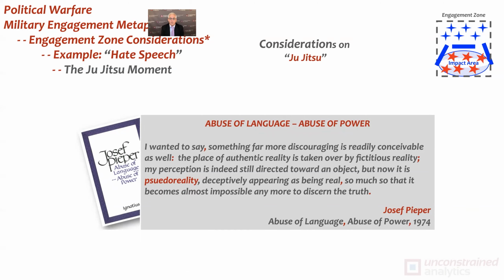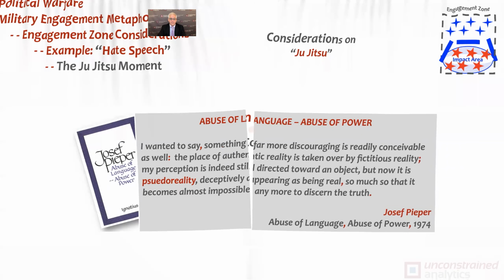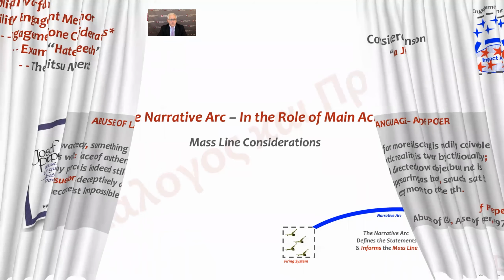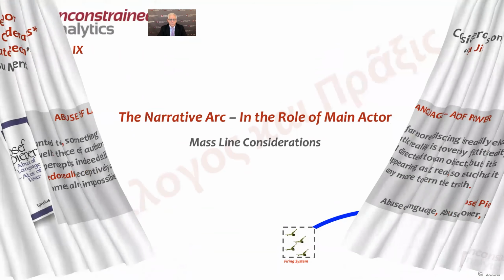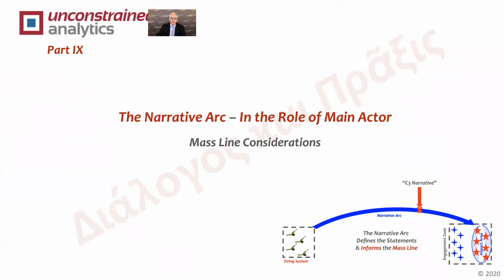When establishment Republicans jujitsu the enemy in the blue pill domain, they no longer recognize the difference between the reality and the pseudo reality, and the republic will fall. Just look at what's not being enforced in this last year. So let's finish this up by talking about the narrative arc and the role of the main actor. And this becomes very important to maybe give a sense of what we're seeing today, because it brings with it mass line considerations.